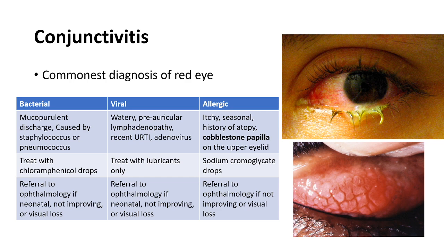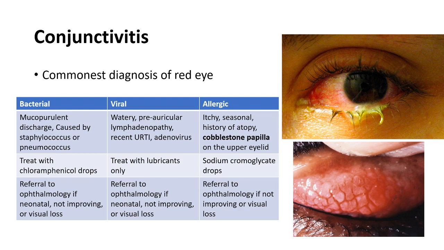So, conjunctivitis is the commonest red eye diagnosis, and it is divided into three main subtypes: bacterial, viral, and allergic. Bacterial conjunctivitis has mucopurulent discharge, and the causative organisms are Staphylococcus or Pneumococcus. Treatment is with chloramphenicol drops.